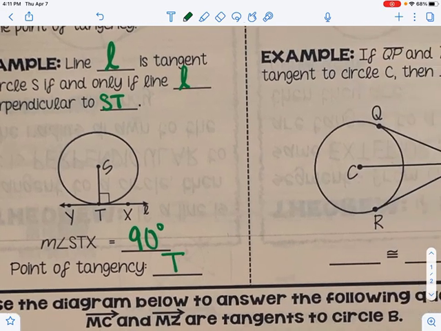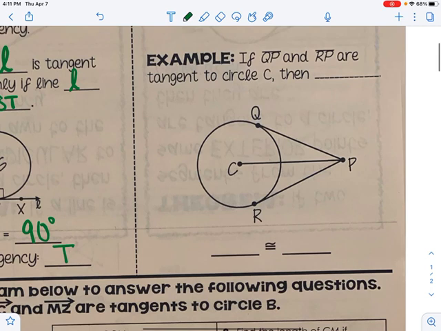The other situation with tangent lines is when you have two of them, like this. In this case, it says that if QP, this one right here, and RP, this one over here, are tangent to circle C, then they're congruent. That means QP is congruent to RP.